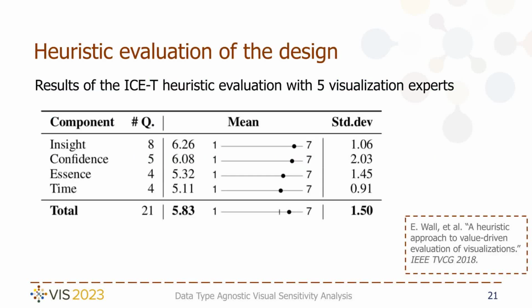We followed the ISTE methodology by Wall et al. for the heuristic evaluation. 5 visualization experts answered 21 questions about our visualization design by rating their agreement on a 7-point Likert scale. The average scores per component and in total are greater than the success threshold of 5, therefore our designs can be considered appropriate from a visualization perspective.